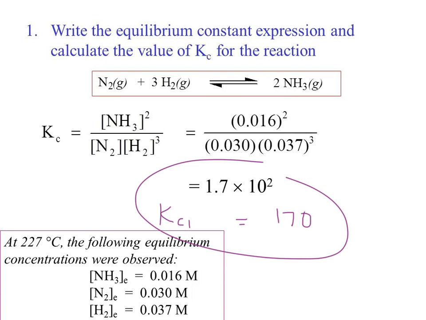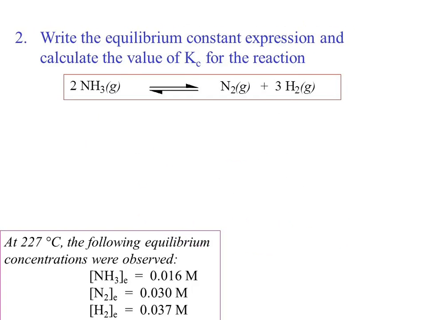What we did between 1 and 2, if you look back at the previous slide, is that we reversed it. So let's check this out. This is the K2, the second equation. What would the Kc look like? Kc would be N2 raised to the first power times H2 raised to the third power, divided by NH3 raised to the second power. So that's our equilibrium constant expression, and we have the same equilibrium concentrations to plug in the right places.